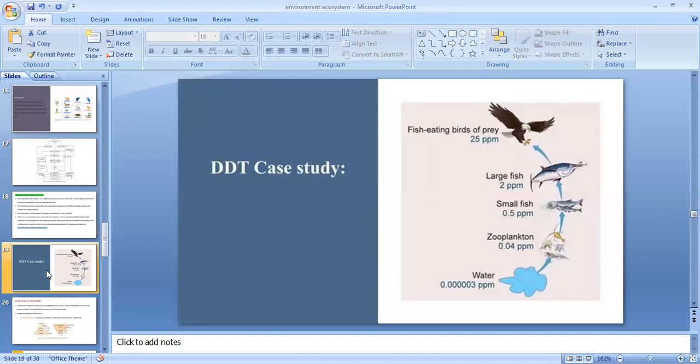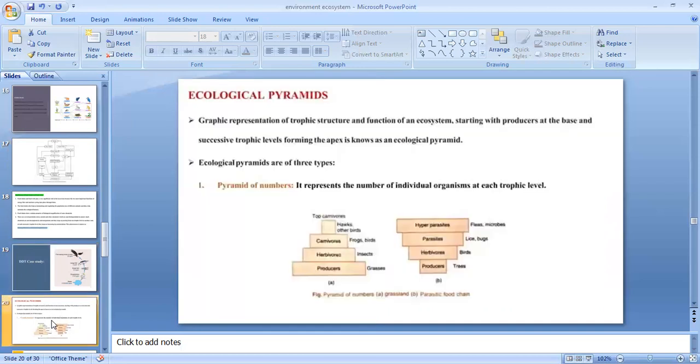DDT case study. Ecological pyramids. Graphical presentation of trophic structure and functions of an ecosystem, starting with producers at the base and successive trophic levels forming the apex, is known as an ecological pyramid. Ecological pyramids are of three types. First, pyramid of numbers. It represents the number of individual organisms at each trophic level.